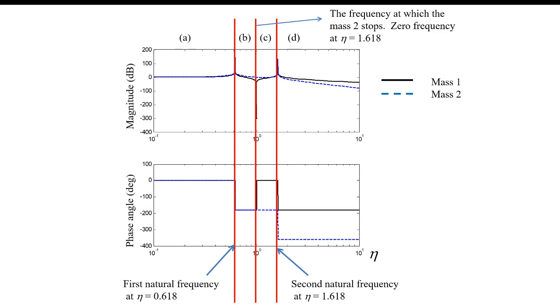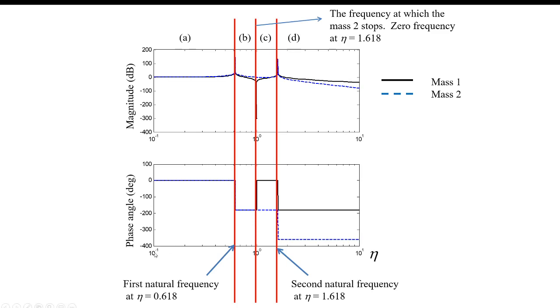I wish I could change the vertical range. There are 4 plots in one. The first one is a magnitude plot for mass 1 in black and mass 2 in blue. Don't mind the red lines yet. The phase plot is the same thing, black for the first mass and blue for mass 2.